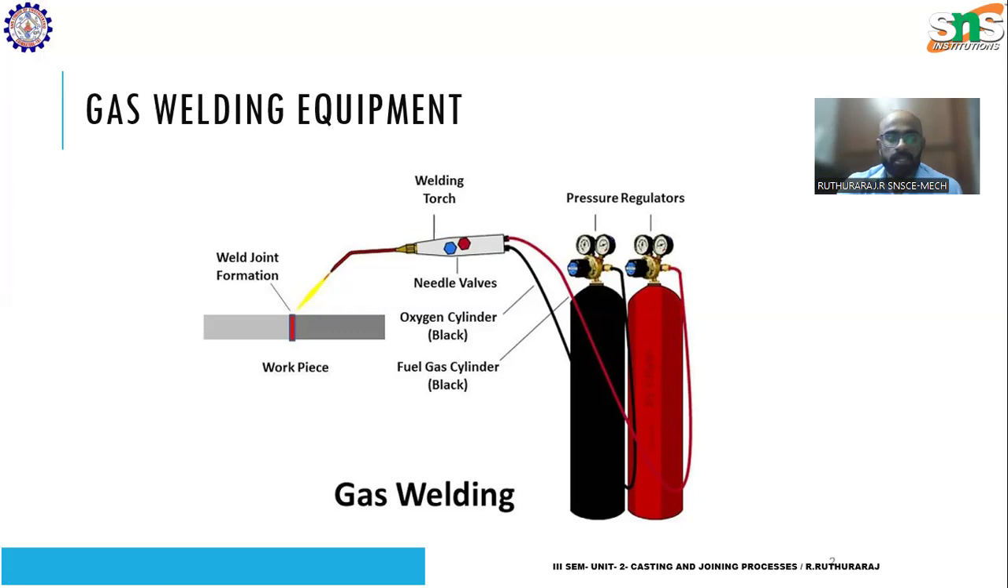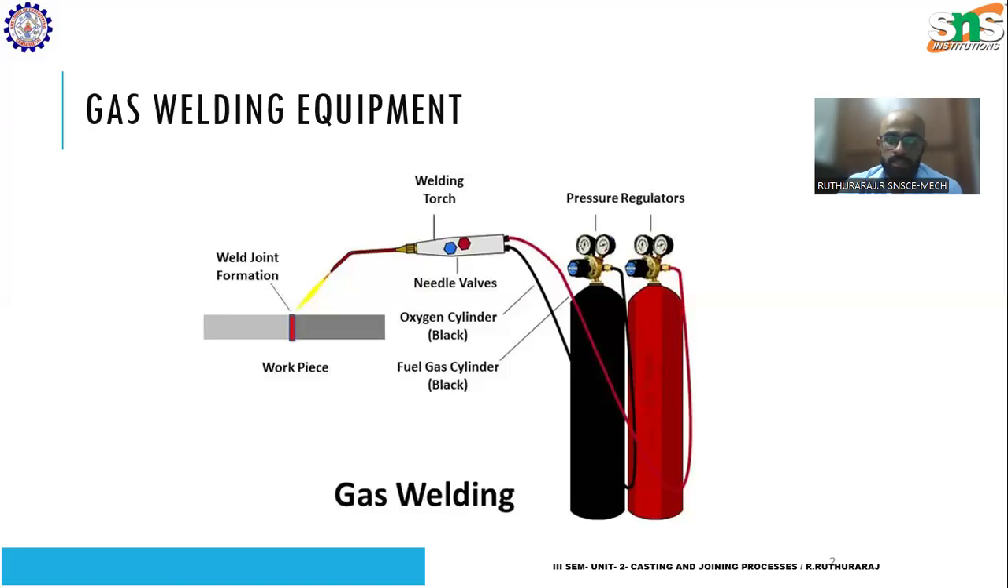So the temperature generated in this gas welding depends upon the ratio of oxygen to fuel. Based on that ratio, the temperature will be around 1200 to even 3500 degrees Celsius. So up to 3500 to 4000 degrees Celsius can be obtained using this gas welding process. The same gas which is used in your household cooking can be used to produce such very high temperatures. The reason for this is the complete combustion of the acetylene.